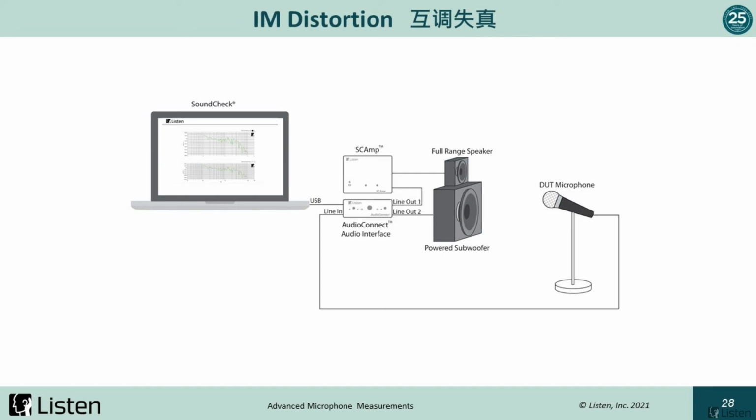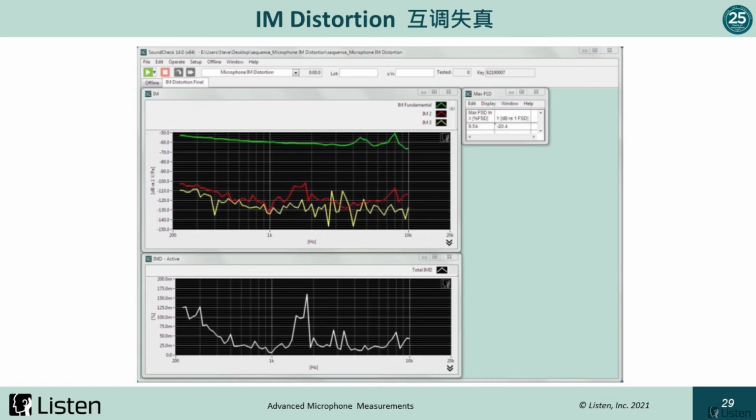And the example that we show in our sequence note has a final display that looks like this, where we have the fundamental of the microphone under test at the top here. We have the IM2 and IM3 components shown on the display, and then down here on a separate XY graph, we have the total IMD.